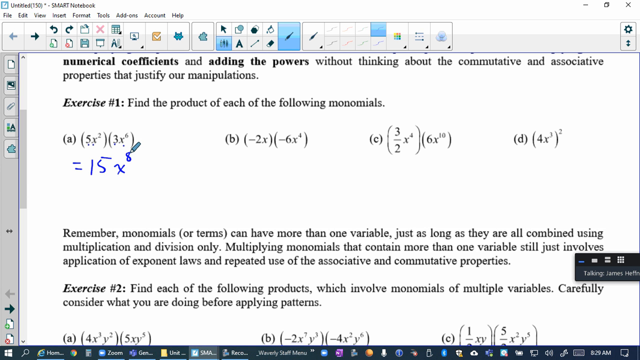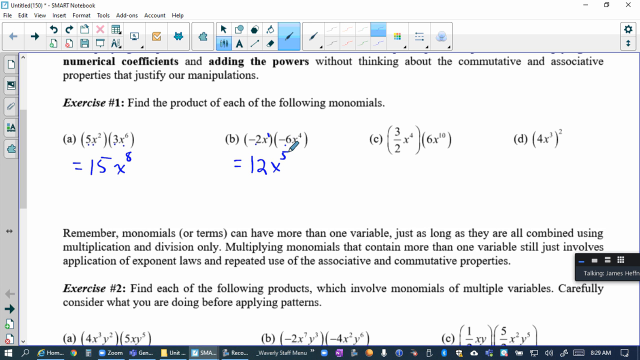Let's go to example B. Let's start out with the constants there. What's negative 2 times negative 6? Positive 12, right? Now this x here is actually x to the first, right? So when we add those exponents, we get x to the what, everybody? x to the 5th. Okay, good.